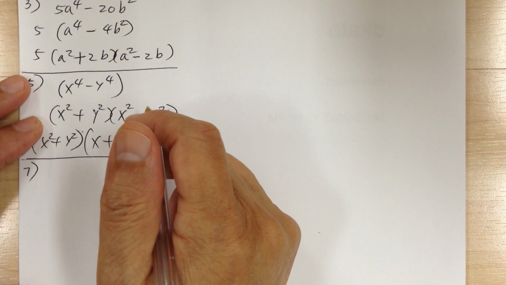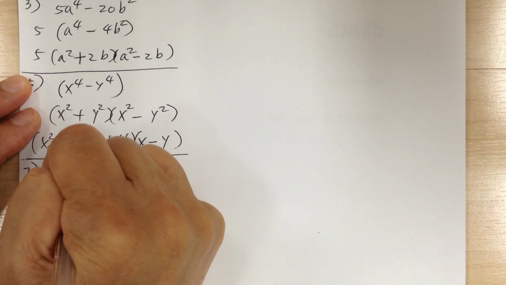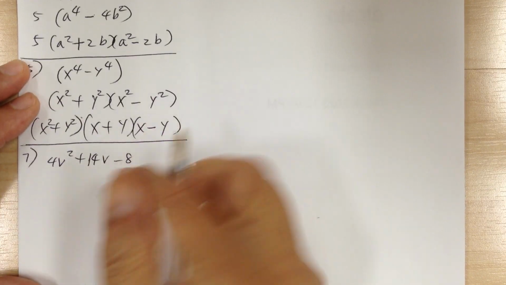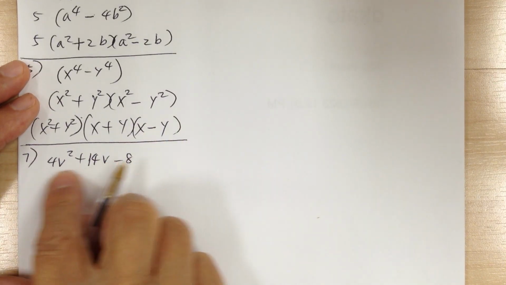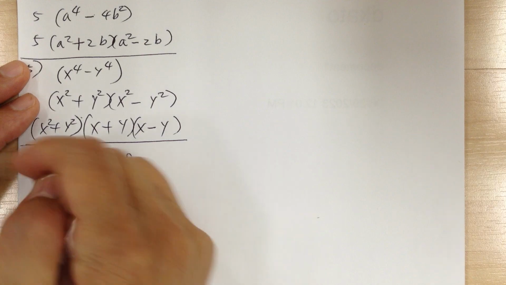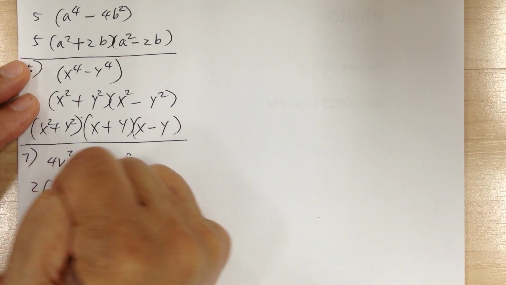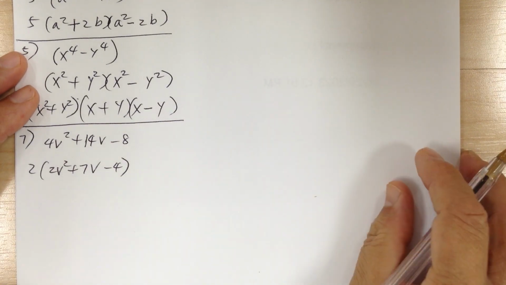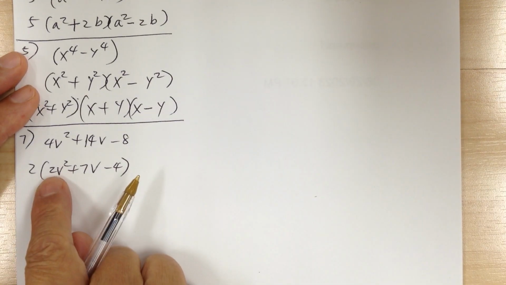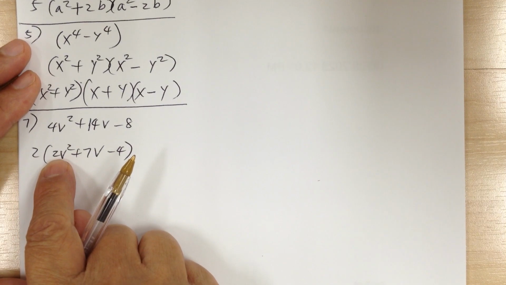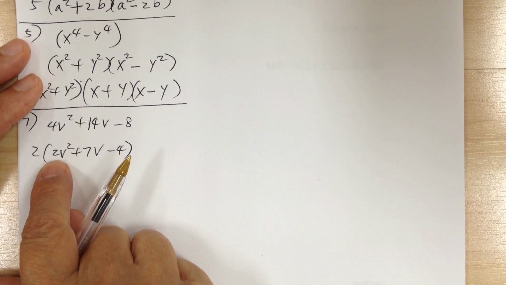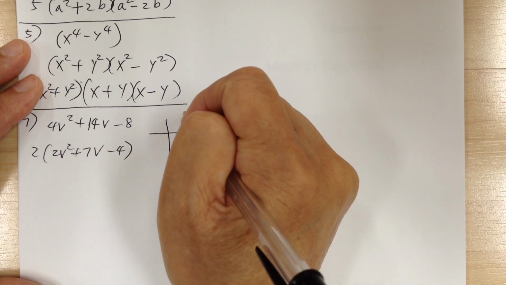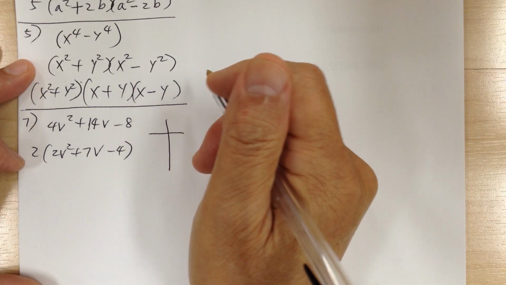Okay, number 7. Got 4v squared plus 14v minus 8. So step 1, common factor. You can factor out the 2. All these are even, so factor out the 2. So you got 2v squared plus 7v minus 4. Then step 2, perfect square. This is not a perfect square, so this is not step 2. You have to have a perfect square. So we go to step 4. Again, we skip step 3. You will learn step 3 in Algebra 2.